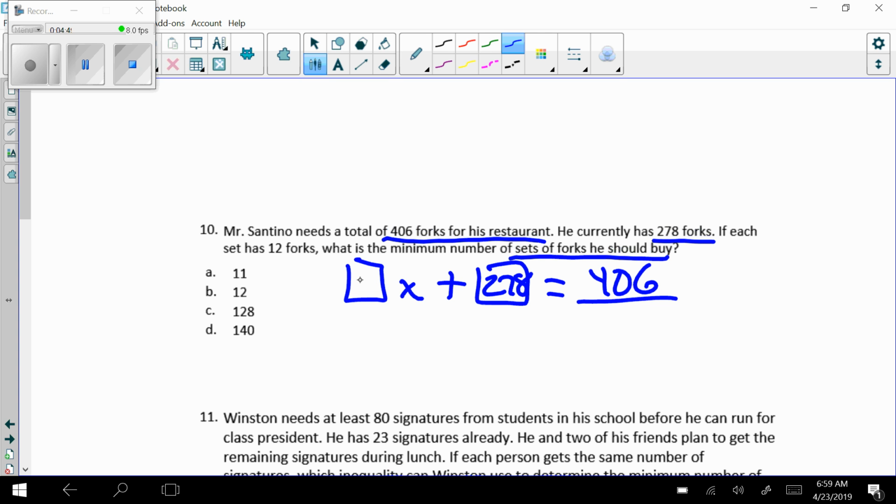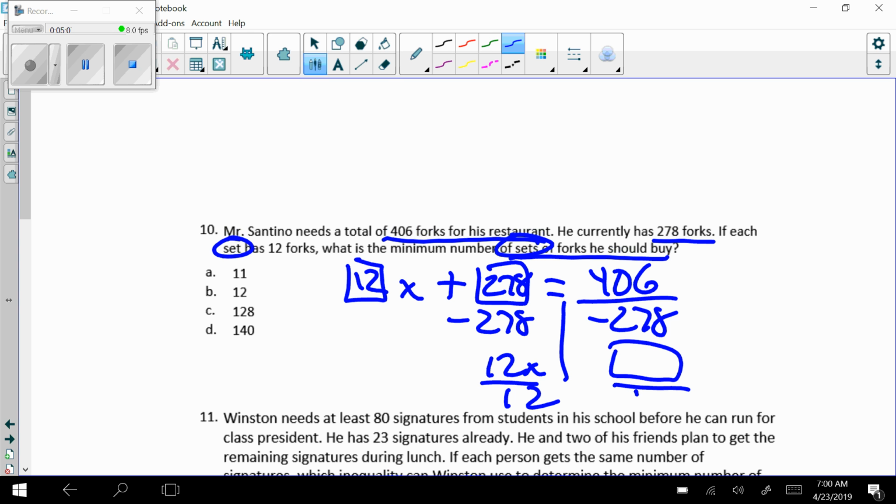And then he has 12 per set. Okay, so how many sets of forks should he buy? And then you can solve this from here. You'll take 278 off. And then whatever you get, you divide it by 12. I don't think it comes out nicely, so then you just got to think from there.